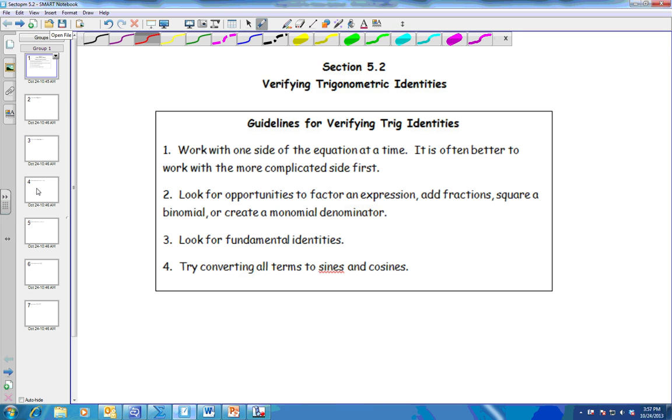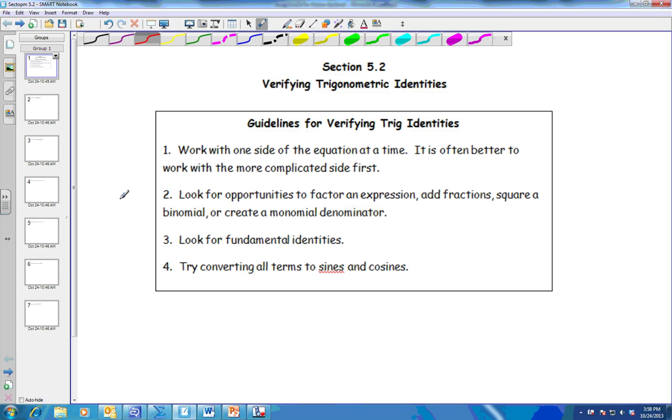Okay, so this is section 5.2, and section 5.2 is just verifying trig identities, which is basically what we did in section 5.1. So I made some guidelines for verifying trig identities. Number 1 says work with one side of the equation at a time, and it's often better to work with the more complicated side first.